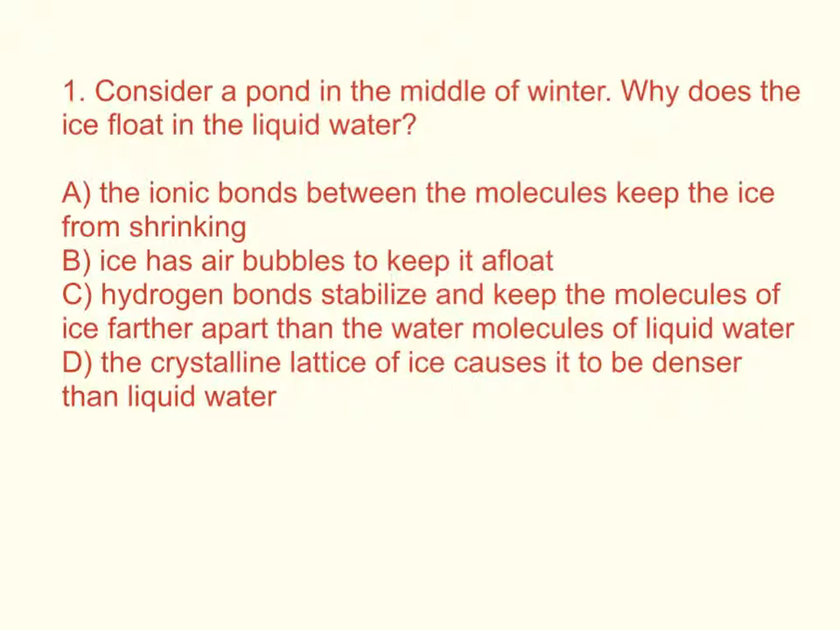Question 1. Consider a pond in the middle of winter. Why does the ice float in liquid water? A. The ionic bonds between the molecules keep the ice from shrinking. B. Ice has air bubbles to keep it afloat. C. Hydrogen bonds stabilize and keep the molecules of ice farther apart than the water molecules of liquid water. D. The crystalline lattice of ice causes it to be denser than liquid water.